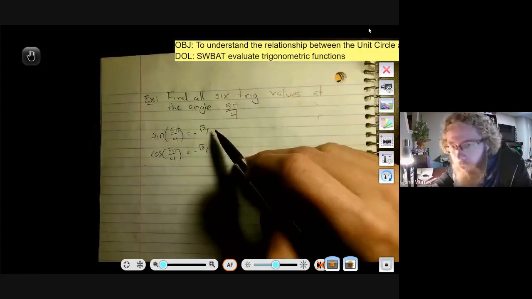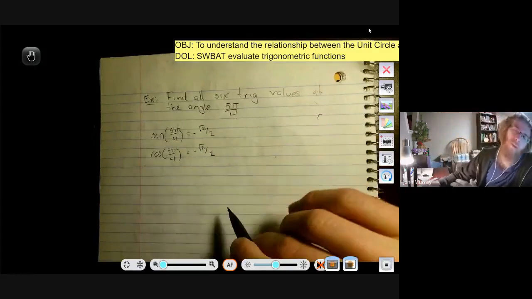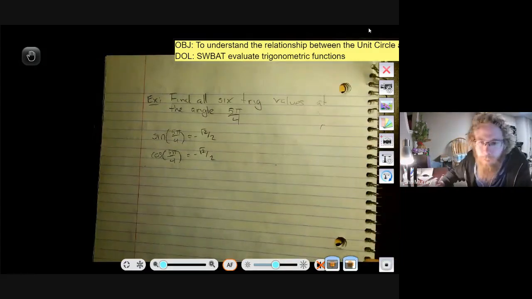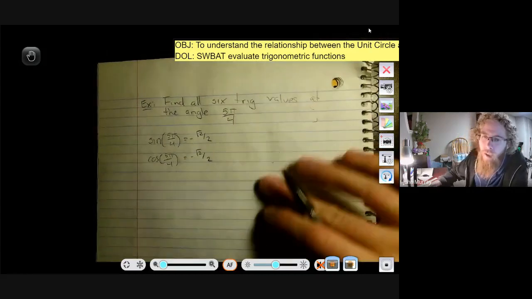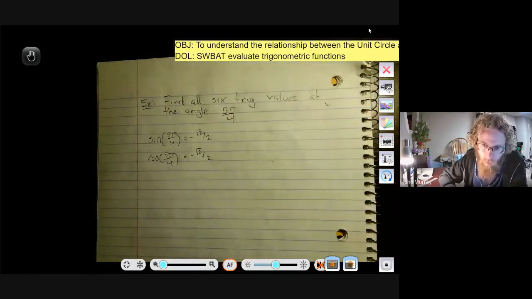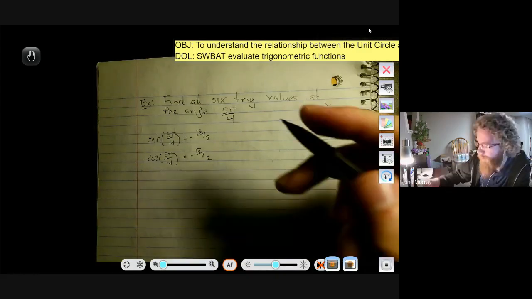Okay, because this is our y value and this is our x value. They just happen to be the same. Now for the other ones, there's going to be a little bit of work, but mostly it's just simplifying and getting rid of square roots in the denominator. Okay, so that's the main thing here. We do not want a square root in the denominator.